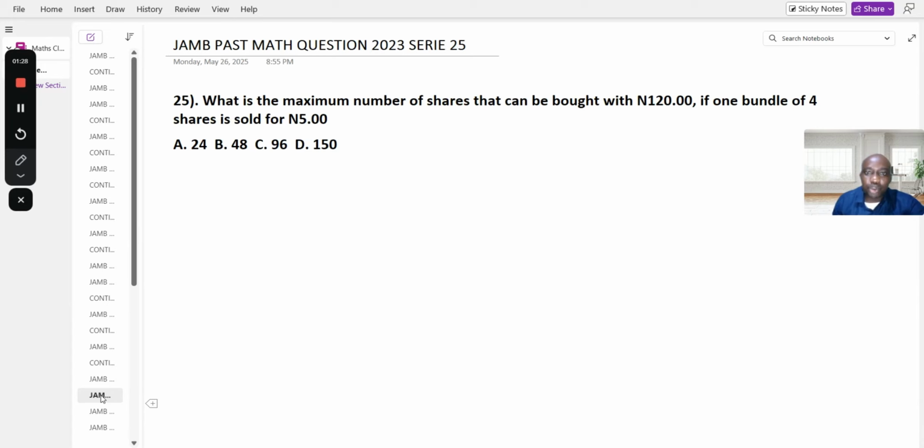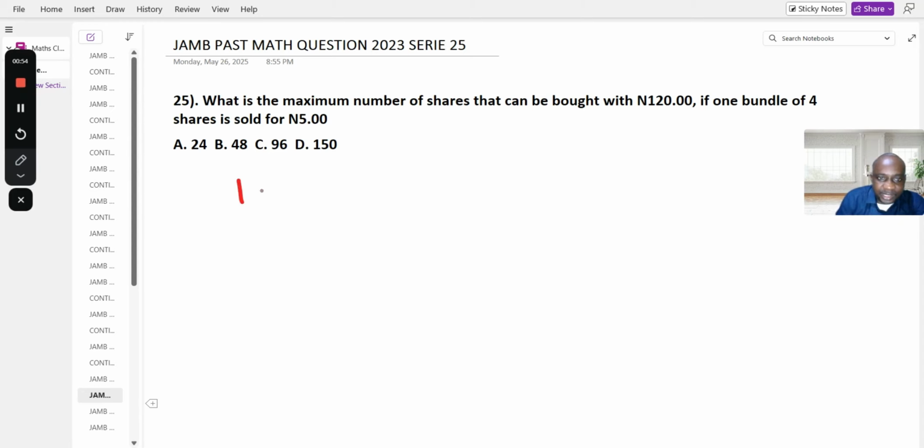What is the maximum number of shares that can be bought with 120 naira if one bundle of 4 shares is sold for 5 naira? If you buy a share of 5 naira, they are going to give you 4 shares. Therefore, let's divide 120 naira, the total money we have, by 5. When we divide it by 5, we know the number, we now multiply it by 4 shares, because 5 naira can buy 4 shares.